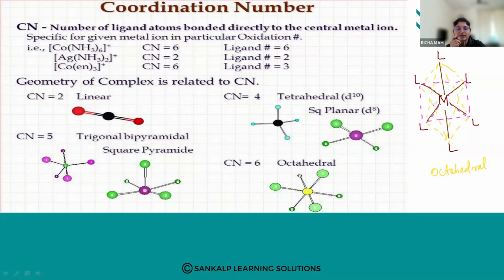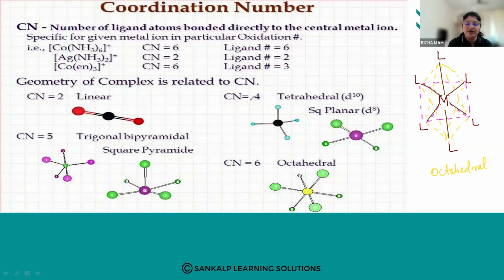Is it clear what coordination number is and what the geometry related to the coordination number is? When you have two, it is linear geometry. When you have four, two types of geometry can occur: tetrahedral and square planar. If you have coordination number five, it is trigonal bipyramidal or square pyramidal. And when you have coordination number six, you have octahedral. So you need to know all this geometry. Is it clear up to here?